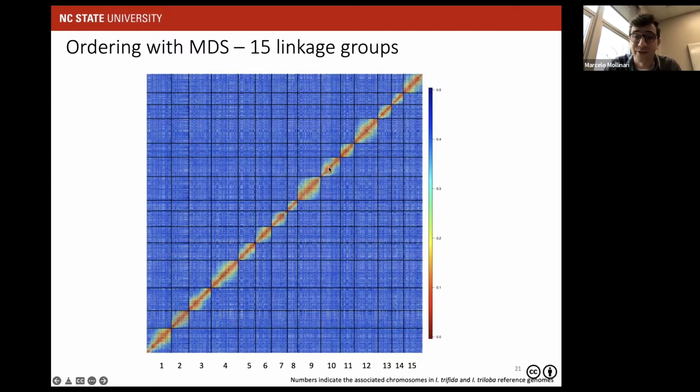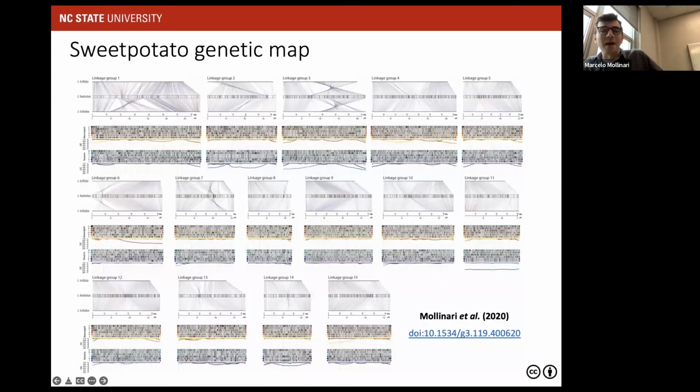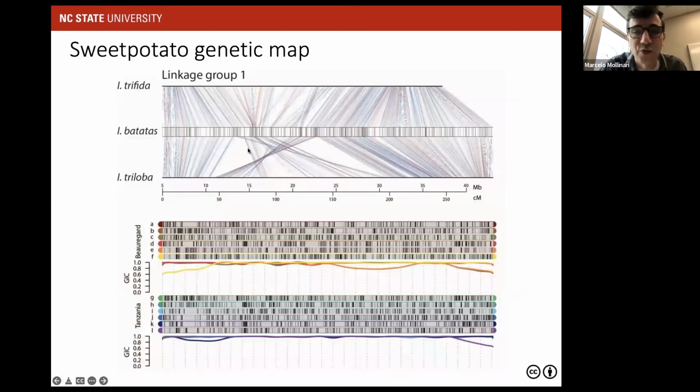And this is exactly what you observe here. And this is about 30,000 markers, right? And then using this in the HMM algorithm, we could build this map. So this is the map in this publication here. And I'm going to zoom in on one of these linkage groups, and we have 15 linkage groups here. And I'm going to zoom in on the first linkage group so I can show you the components of this map.